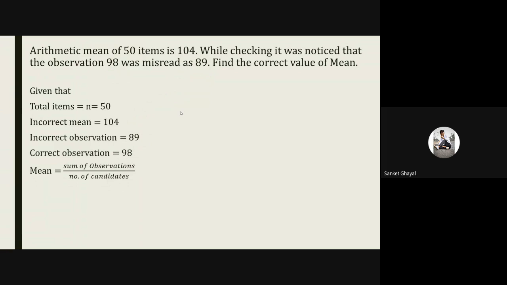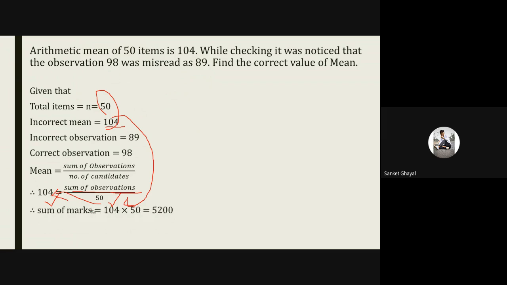For the mean, what is it? Sum of observations divided by number of observations. So sum of observations कितनी है? This mean is given, 104. This sum of observations we have to find out, and number of observations are given, that is n is equal to 50. Here 50 is divided, it is on the left side, so we'll go for the multiplication. Sum of observations is equal to 5200.